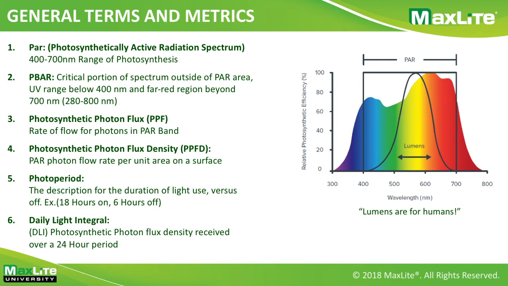Now, as we transition into the intensity side of light, we have the PPF, which is the photosynthetic photon flux, the rate of flow for photons in the PAR band. This is essentially a metric for understanding the amount of photons being emitted from your fixture. A lot of times in spec sheets, you'll see the PPF number talking about the output of the fixture.